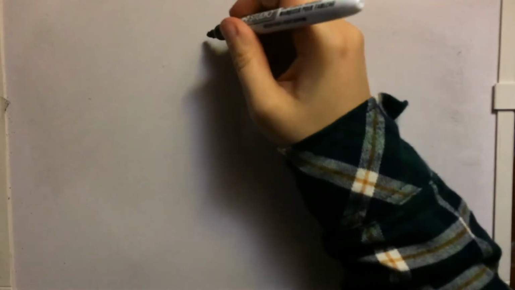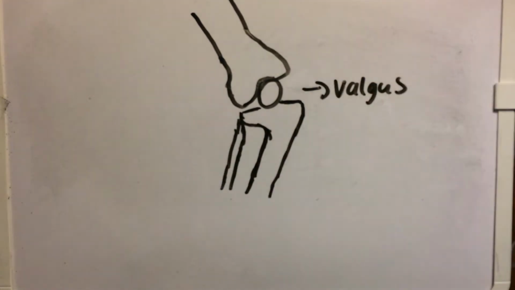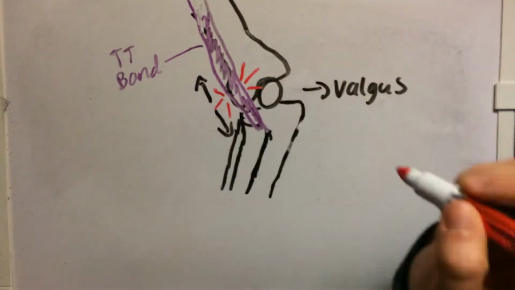The combination of both tibial and femoral internal rotation places the tibiofemoral joint into valgus, which stretches the IT band, causing a lot of friction between the band and the femoral epicondyle, which can result in inflammation and pain.